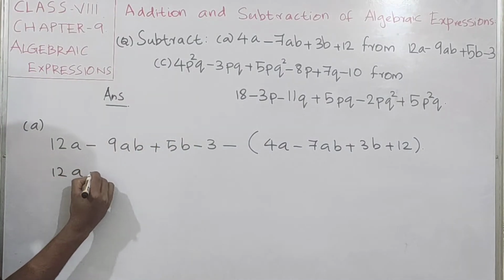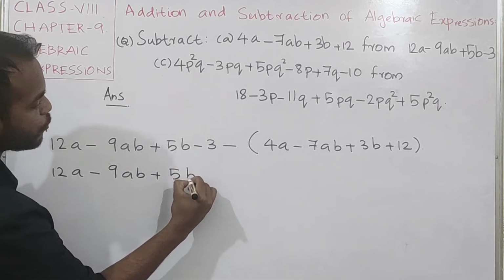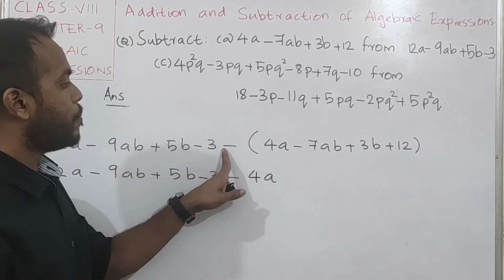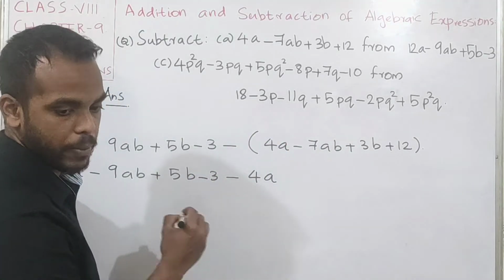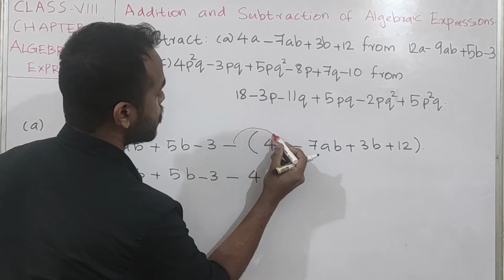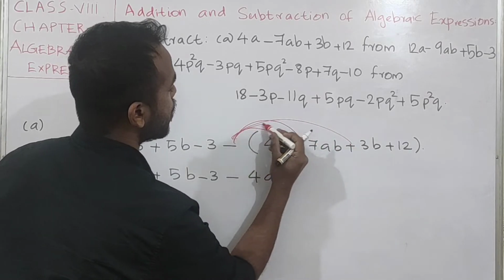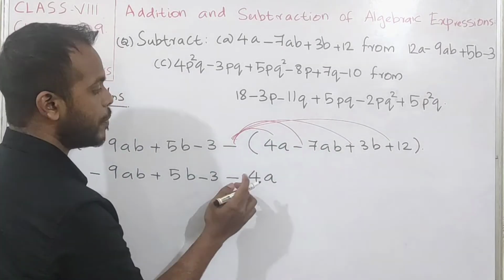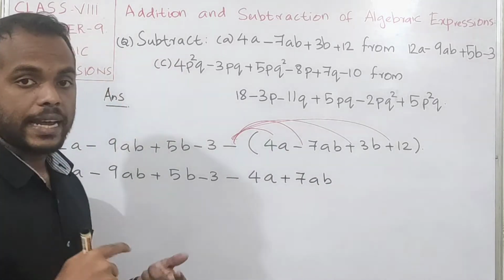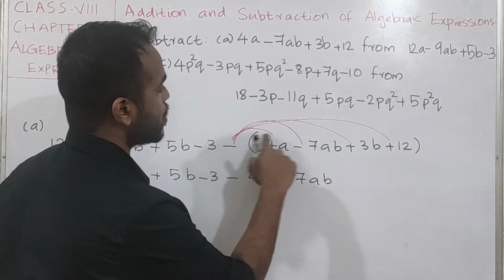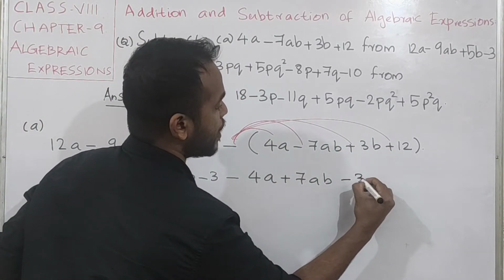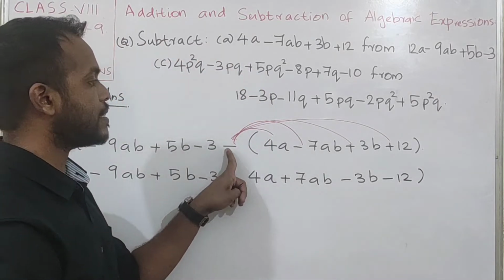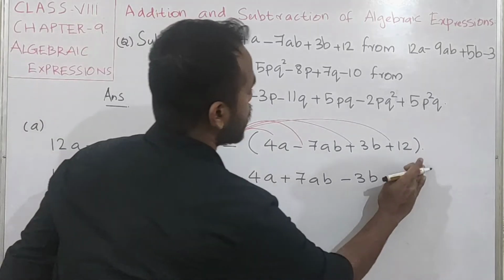It will still be 12a minus 9ab plus 5b minus 3 minus of 4a, that is minus 4a. Then minus of minus 7ab. What this actually does is that this negative symbol will be given to all the terms inside the bracket. That's what happens. So what happens here? Minus of 4a becomes minus 4a. Minus of minus 7ab will become plus 7ab. Why? Negative and negative will come together to become a positive symbol. Then minus of plus 3b, that will be minus 3b. Then what is the last term? Minus of 12, that will become minus 12. Why? Because minus and this plus symbol will become minus. Now we don't need to put the bracket.